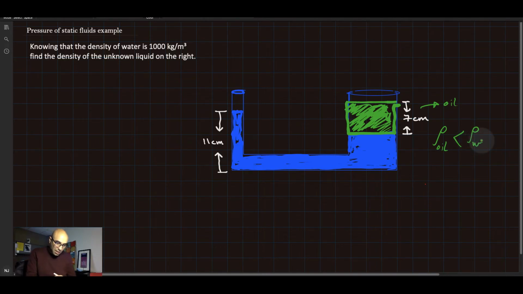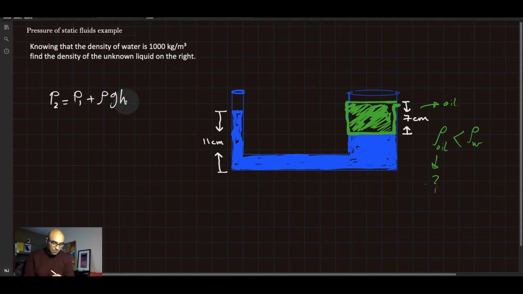Okay, given that water density is 1,000 kilograms per meter cube, we need to find the density here. So this density here is unknown, the density of the oil. Okay, well, how do we go about doing that? Okay, we have to think. Remember, we have a general equation for this one. Our general equation dictates that P2 is equal to P1 plus rho GH.